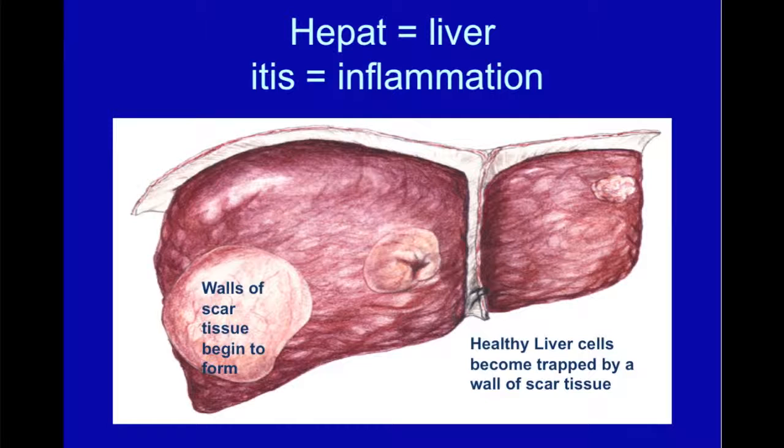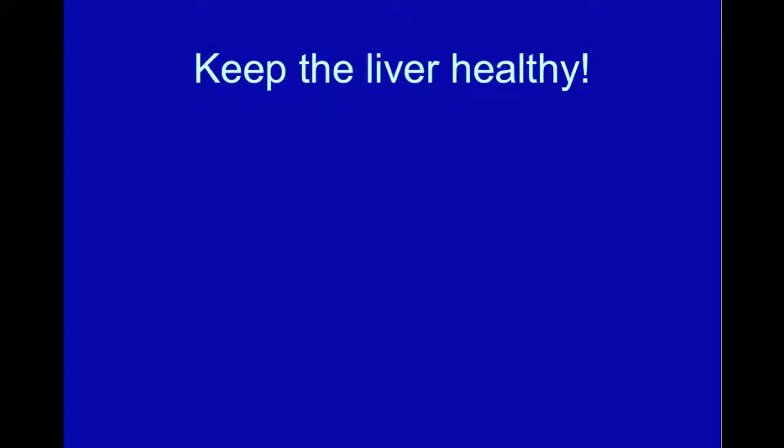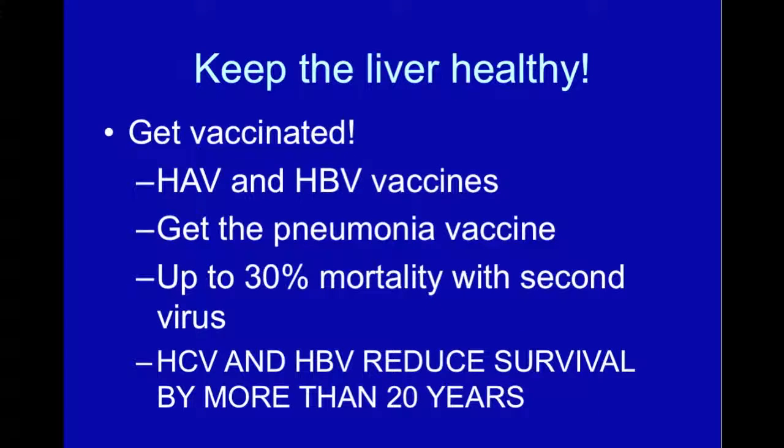Okay, again, that's just a picture of the later stages of hepatitis with the walls of scar tissue beginning to form. The healthy cells become trapped by a wall of scar tissue. You want to try to keep the liver healthy. Some of the things that you may do to be able to do that is to get vaccinated for hepatitis A and hepatitis B. Those vaccines are available. You also want to get the pneumonia vaccine as well.